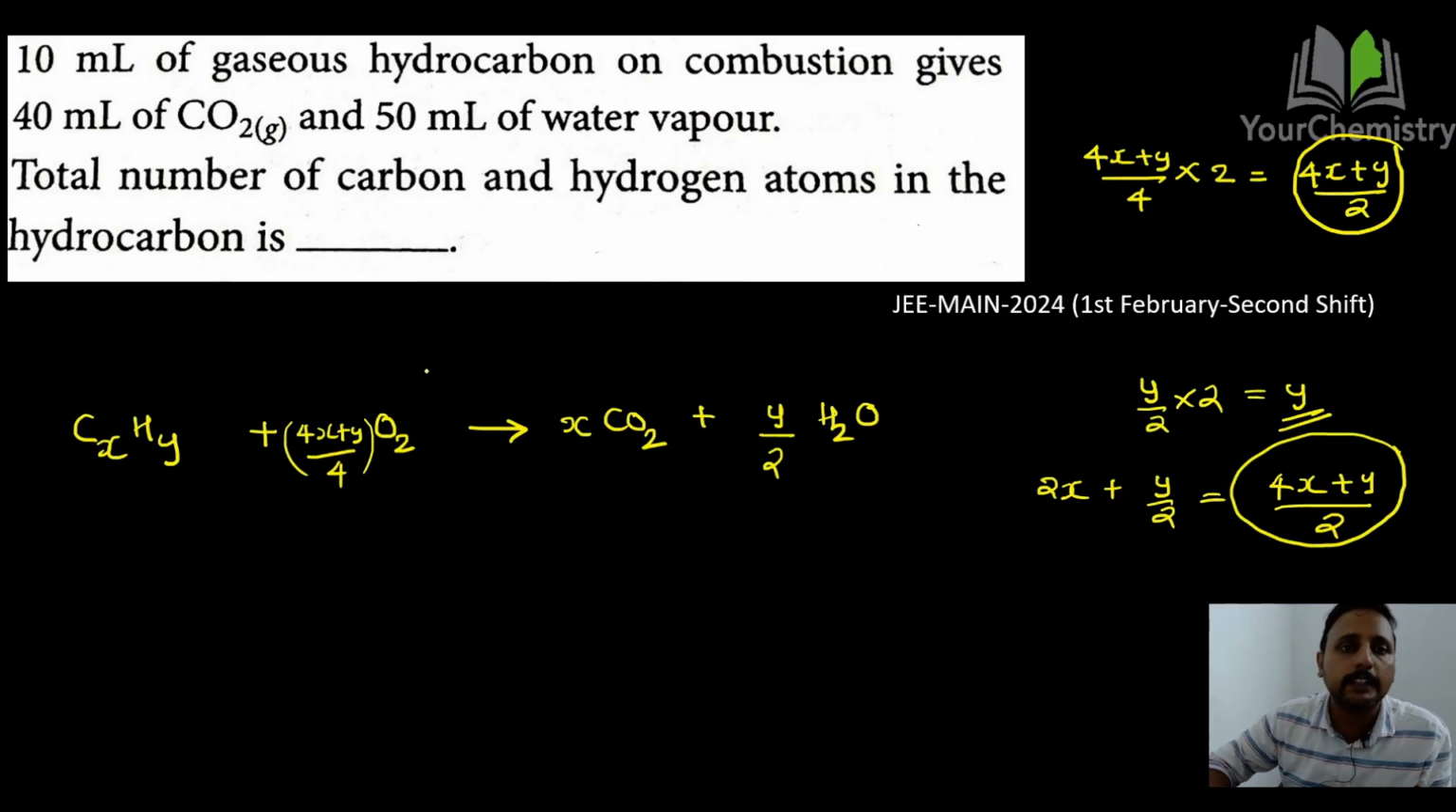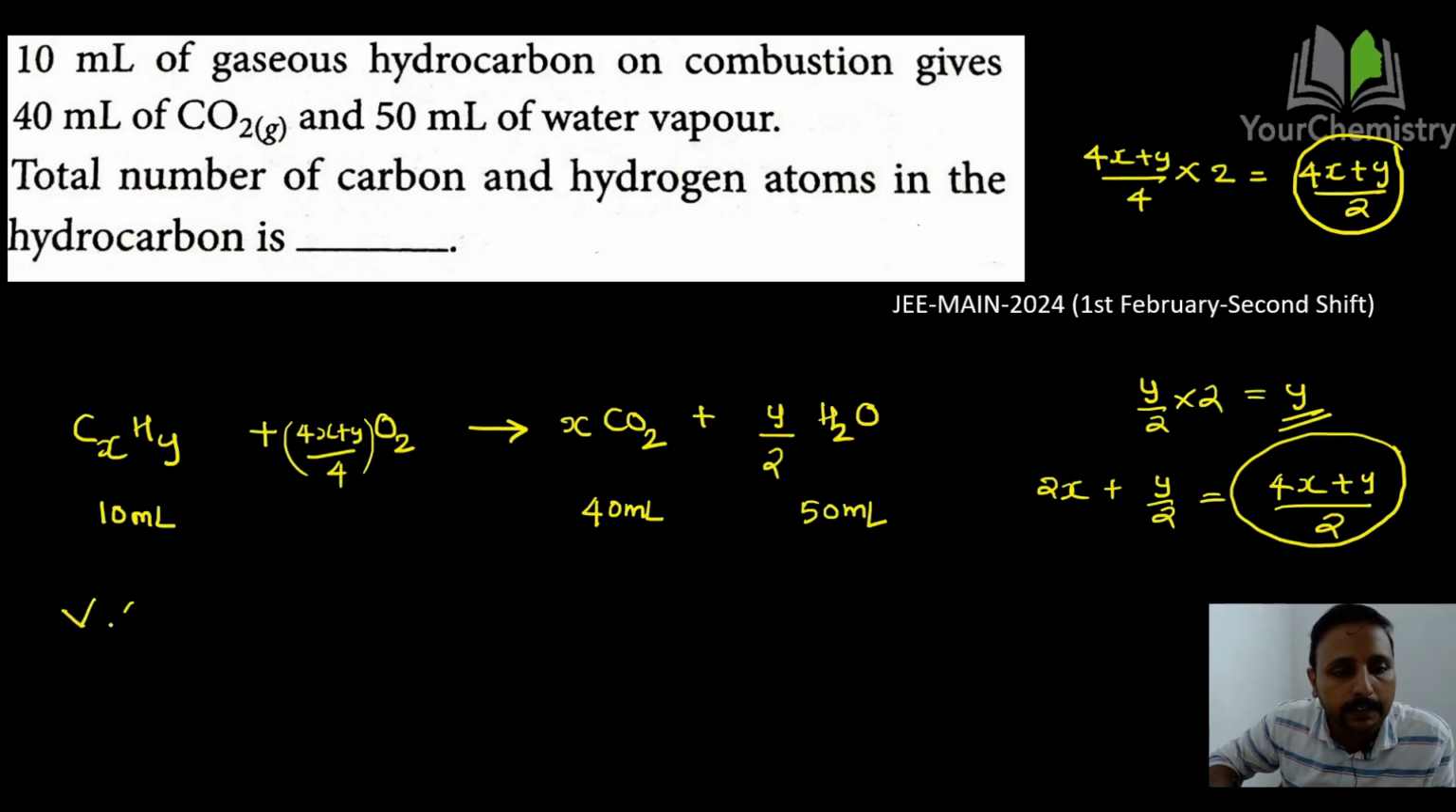Now we need to see what is the given data. In the given data, it is telling that 10 ml of this hydrocarbon undergoes combustion and it is giving 40 ml of CO2 and 50 ml of water vapor H2O. This is the data given in the question. Now, as per Avogadro's hypothesis, you know very well, volume is directly proportional to number of moles for a given temperature and pressure. That means if temperature and pressure are constant, volume is directly proportional to number of moles. So look at this balanced equation.